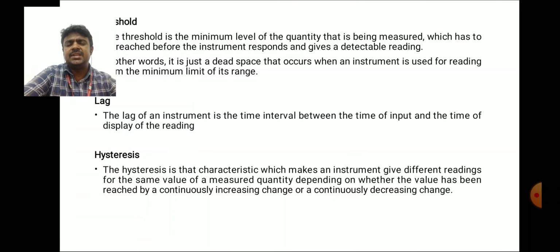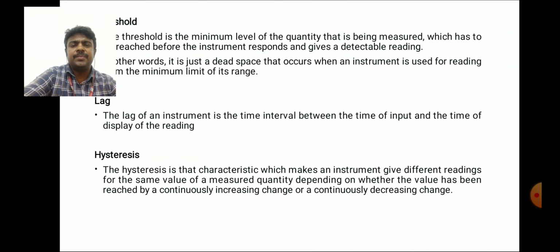And the last and very important performance term is hysteresis. Hysteresis is that characteristic which makes an instrument give different readings for the same value. So once again I repeat, it gives a different output for the same input of a measured quantity depending on whether the value has been reached by continuously increasing the change or continuously decreasing the change.